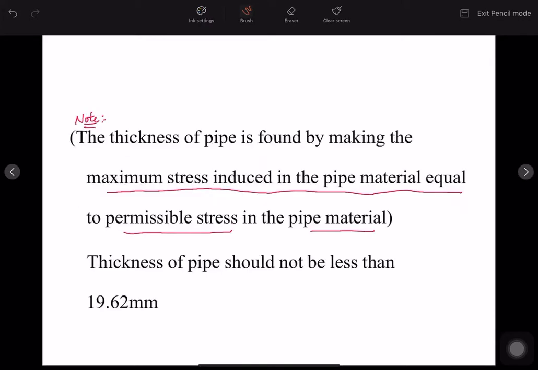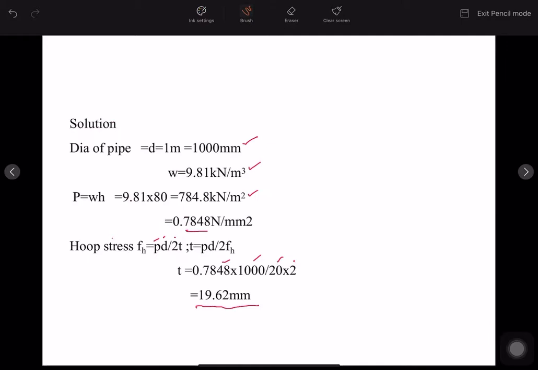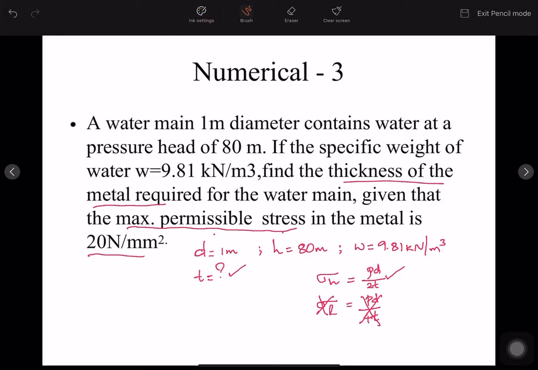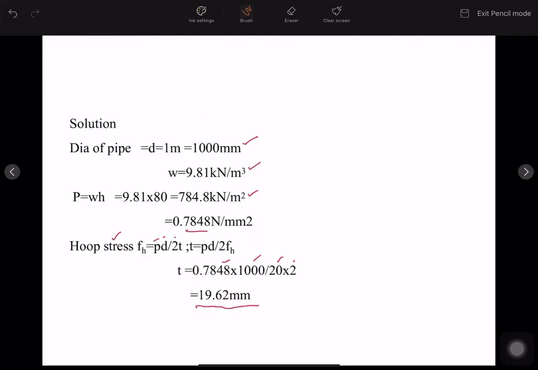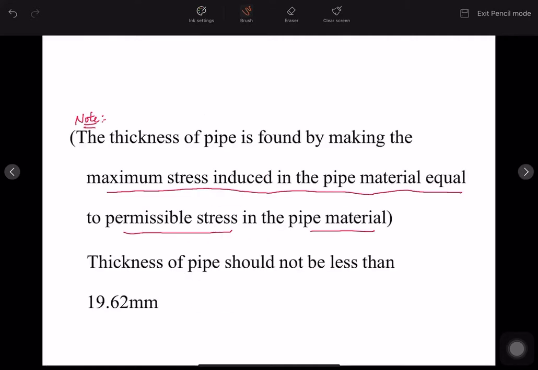We are equating the maximum stress induced in the pipe material to the permissible stress in the pipe material. So this is the maximum stress induced in the pipe material, and that will be equal to the maximum permissible stress in the metal, right? So that means we are comparing the pipe material to the pressure which is applying on it, right?